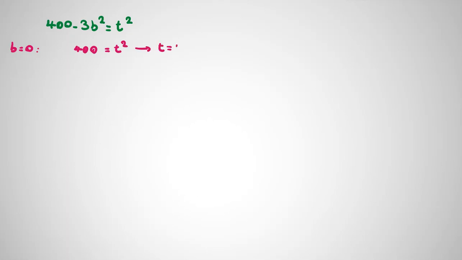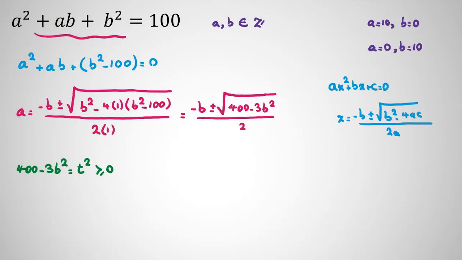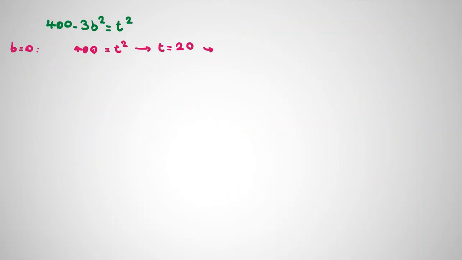If b is 0, then the left-hand side is 400, equal to t squared. So t equals 20, and it's okay. We can find the answer. If b is 0, we will see it works, and if you replace b with 0, a equals plus or minus 10. So we found other answers for a. In this case, b equals 0 and a equals plus or minus 10.